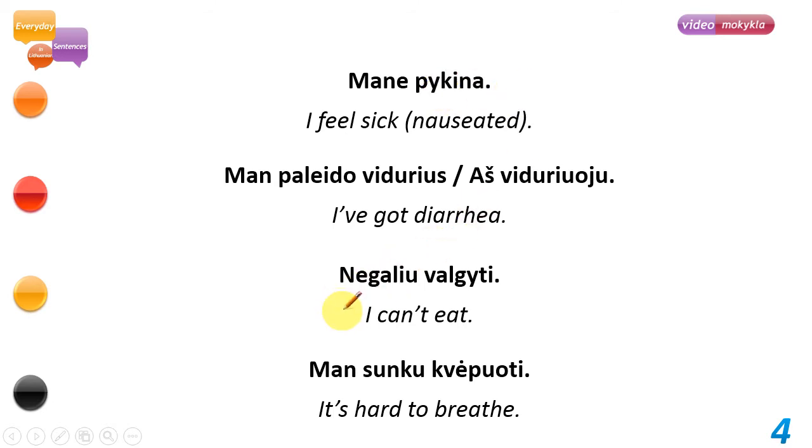Okay, let's come back to the third sentence. Negaliu valgyti. I can't eat. Man sunku kvėpuoti. It's hard to breathe. Or literally, for me, it is hard to breathe. Because again, this is a neuter adjective, just like a few slides ago, where there were sentences with neuter adjectives. Sunku kvėpuoti. Man sunku kvėpuoti. It's hard to breathe for me.